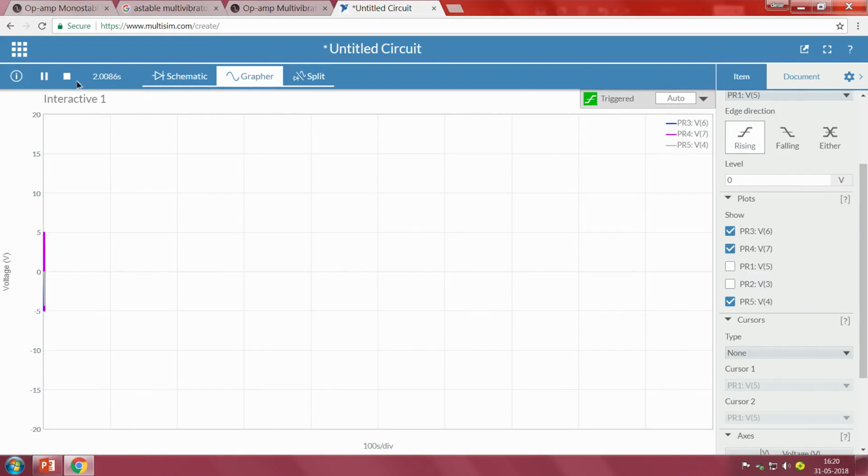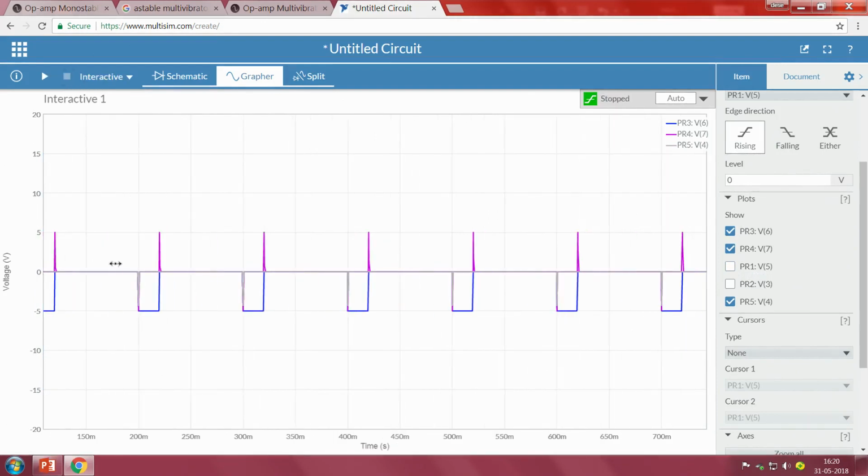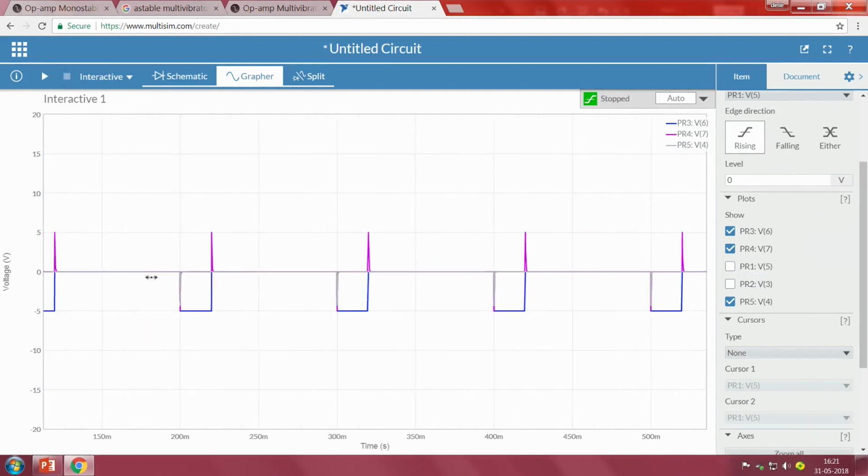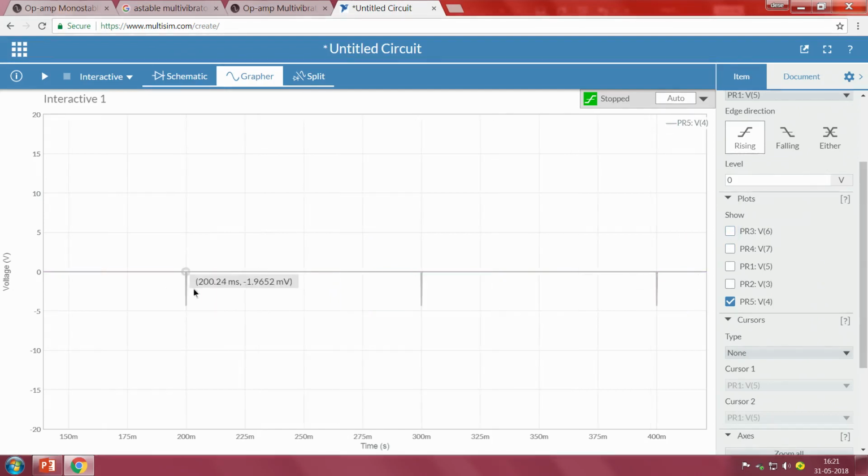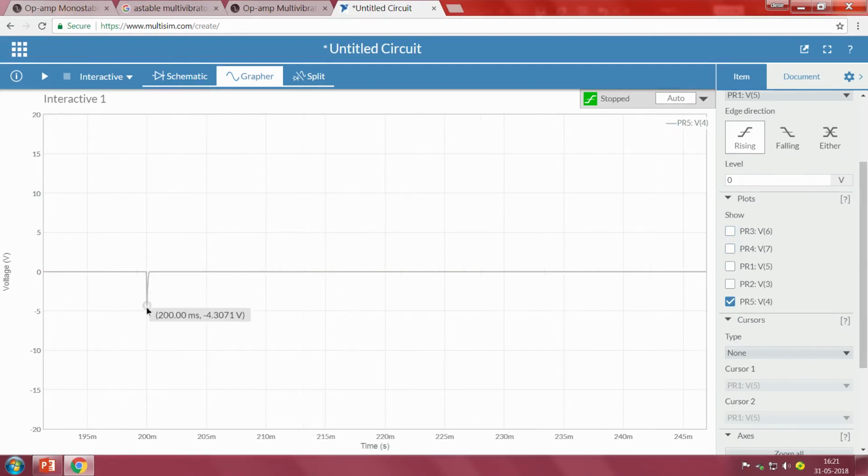So, when I zoom this, this is the input signal, blue color, right. When you see blue color, that is the input. Now, the output from the differentiator is PR4, pink color. Now, when I remove both the things, we can see that it has given only one positive spike, right. So, whenever this spike is there, then it allows VB.